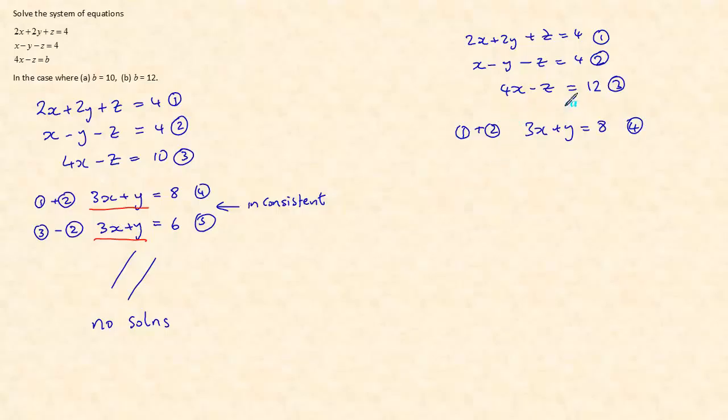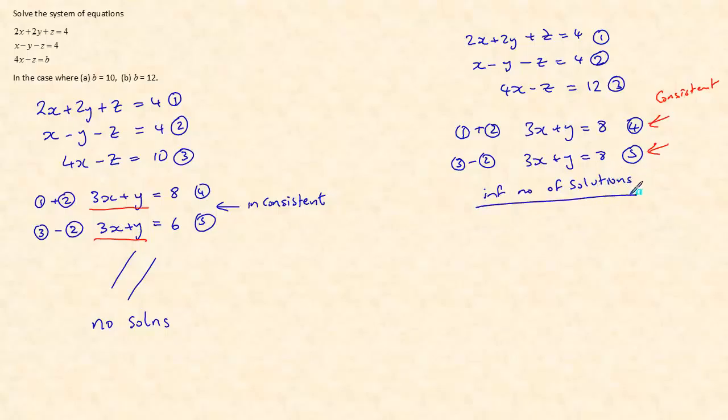And then if we do the same as we did before, that's 3 take away 2, we get 3x add y equals 8. Now clearly we can't do any elimination here. These are identical. And that means they are consistent. And so we're going to get an infinite number of solutions. We're going to get a whole line of solutions.